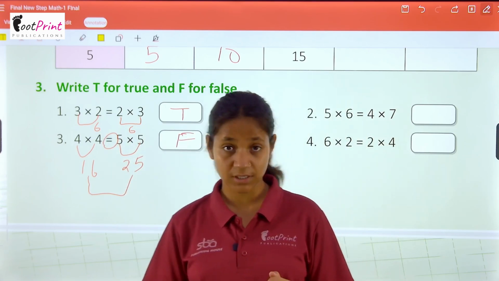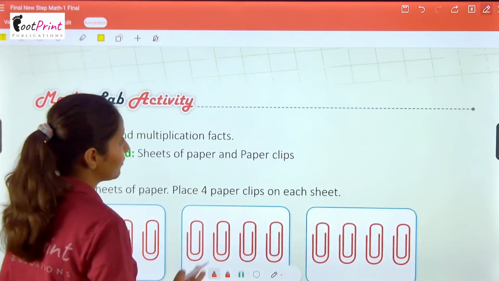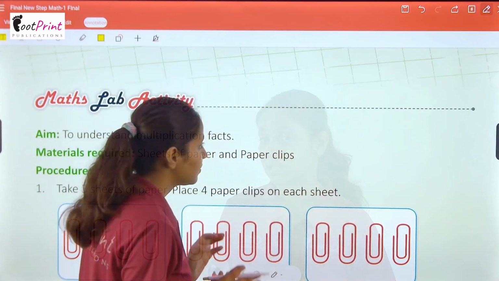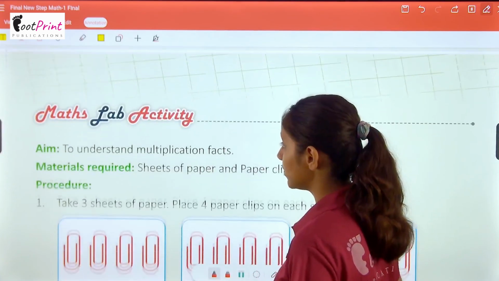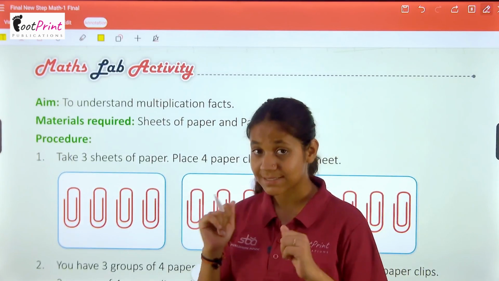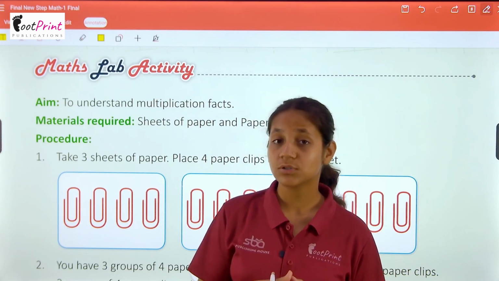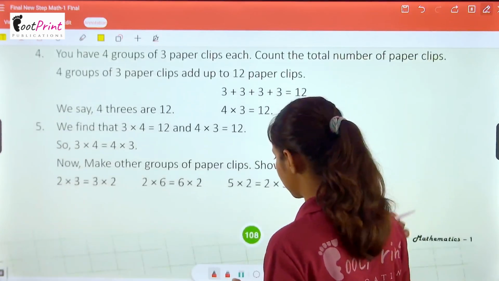This calculation is false. Similarly, likewise I did here. You have to complete all the parts. Similarly, likewise I did in this exercise. You have to complete all these parts by yourself. Now we have the maths lab activity. This maths lab activity you have to do in your school maths lab. So here we have completed our chapter.